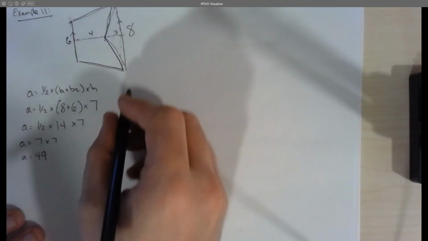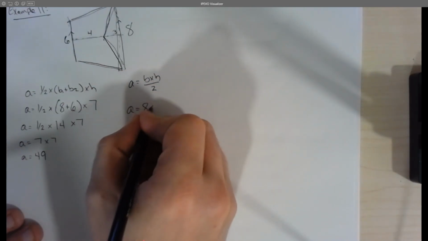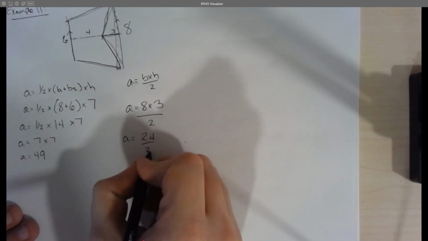But now we have a bite taken out by this triangle. So let's figure out what that is so we can subtract it away. For this triangle, remember that the area of a triangle equals base times height divided by 2. We have a long base of 8 and a height of 3, divided by 2. So our area here is going to be 24 divided by 2, or 12.